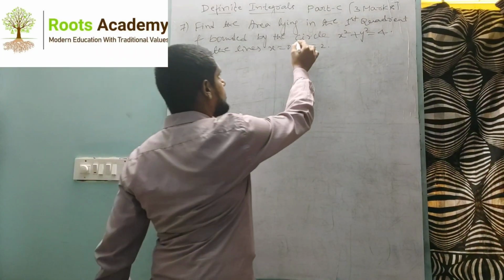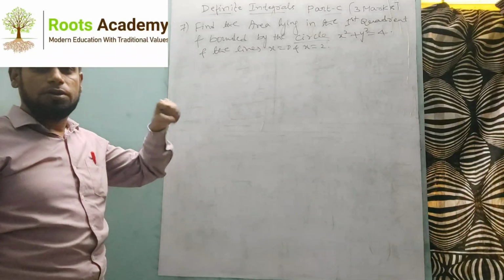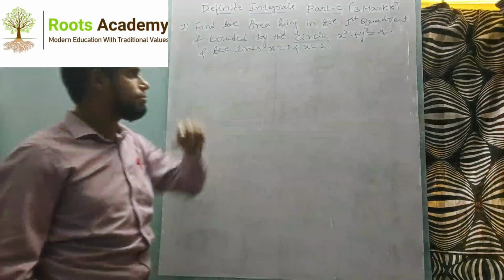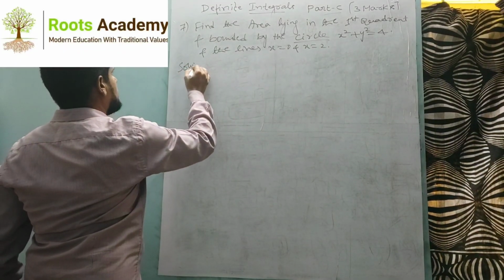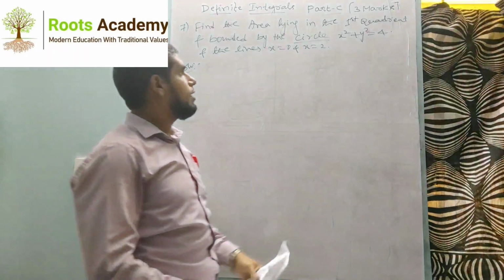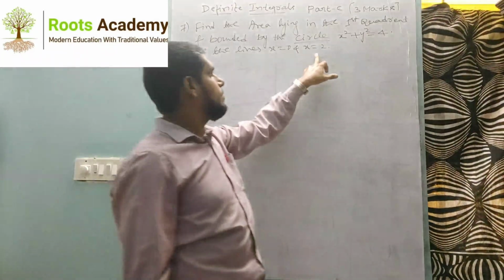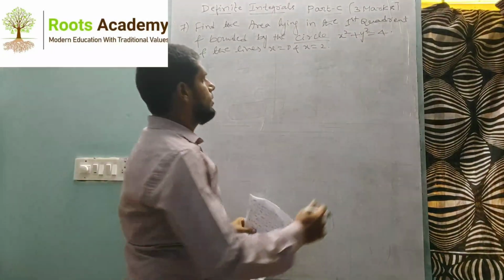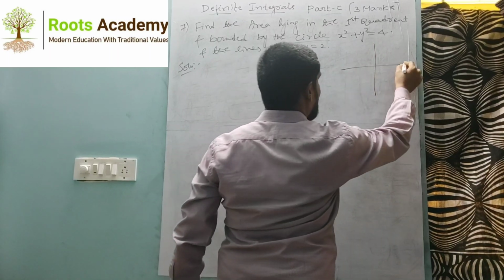And this time it is a circle. In the previous problem, we saw it is an ellipse. Now this time it is a circle. Solution. Student, here lines are clearly given. It is on the x-axis. So it means we should find the y value from this equation of circle. But let us see which area he is asking us to find.